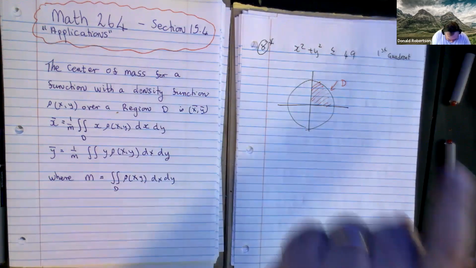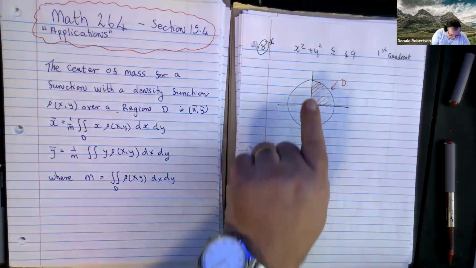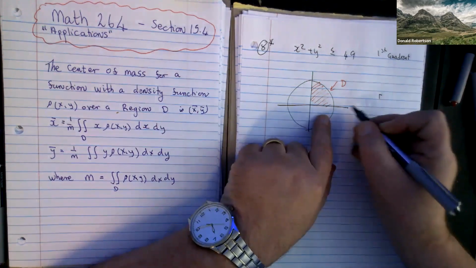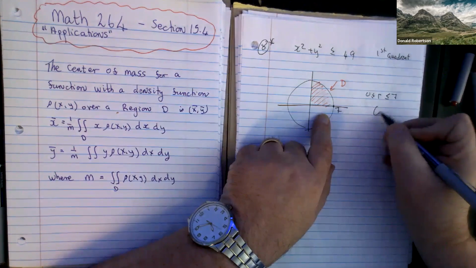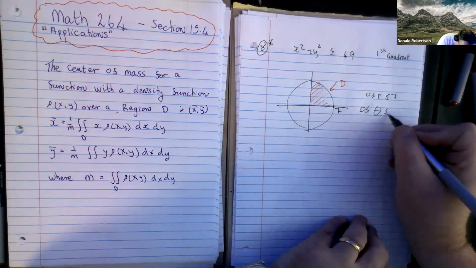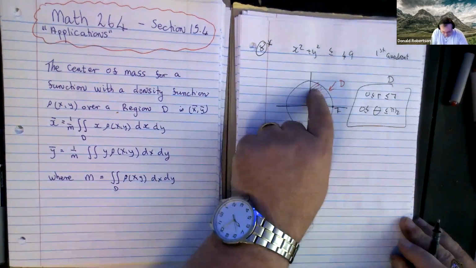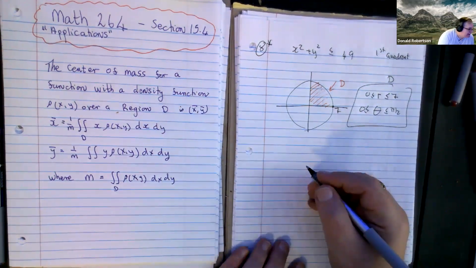Now, if I see a shape that has a region that is part of a circle, wouldn't it be a good idea to go polar? So I'm going to describe that in polar coordinates. So I know that the r is going to be from 0 to 7. And I know that theta is going to go from 0 to 90, which is 0 to pi upon 2. So I'm going to convert the region D, which is this guy, and I'm going to use polar. Now, here's the extra piece.